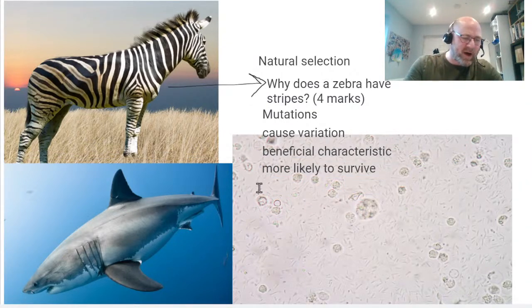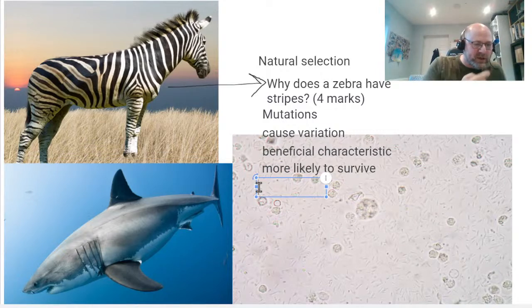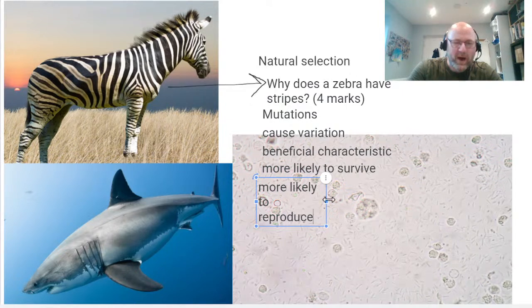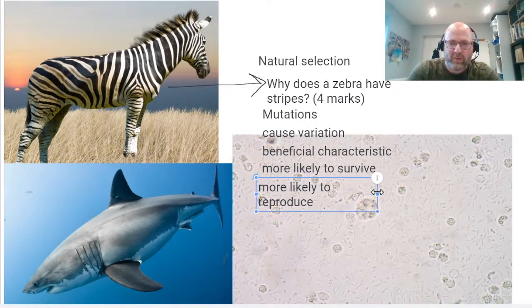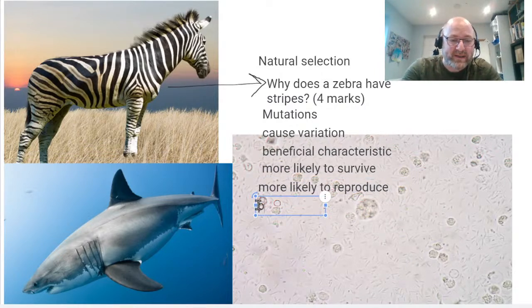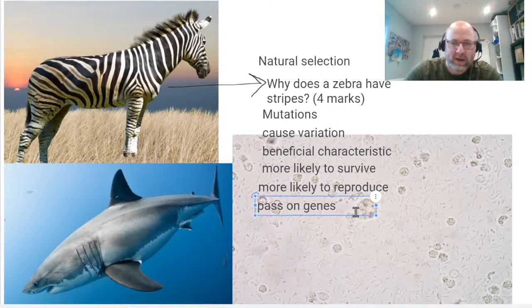If you're more likely to survive, what are you likely to be able to do if you can survive? Well done, Sophie. More likely to reproduce. Pass on beneficial characteristics. Well done, Ruby. And those beneficial characteristics are like genes. So you can say pass on beneficial characteristic or say pass on genes. Who do you pass the genes on to? Nice one, Gabriella. To offspring.